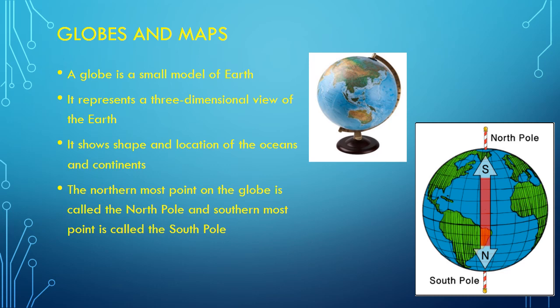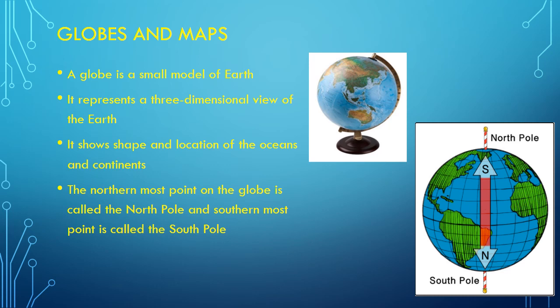Globes and maps. The earth is very huge, so we cannot see the whole earth at the same time, right? So we use a globe to study earth. It is a small model of the earth. We can also observe the shape and location of the oceans and continents on the globe.